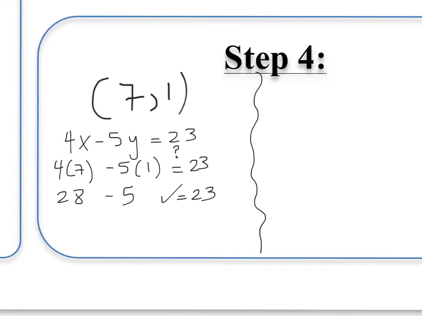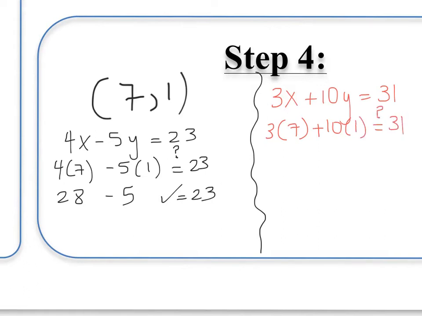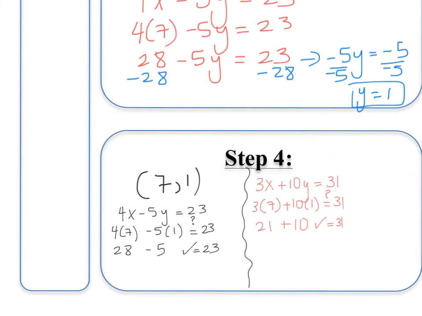Now let's go ahead and plug it in the second equation, and my second equation is 3x plus 10y, and I need to check if it's going to give me 31. So 3 times 7 plus 10 times 1, is it going to give me 31? So 3 times 7 is a 21, plus 10 times 1 is 10, and that's going to give me 31. Yes. In this case, my solution 7, 1 is the correct solution.